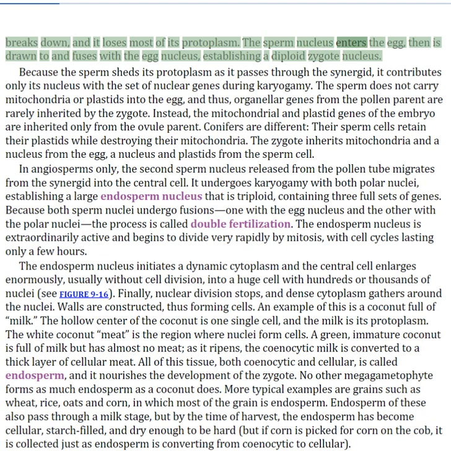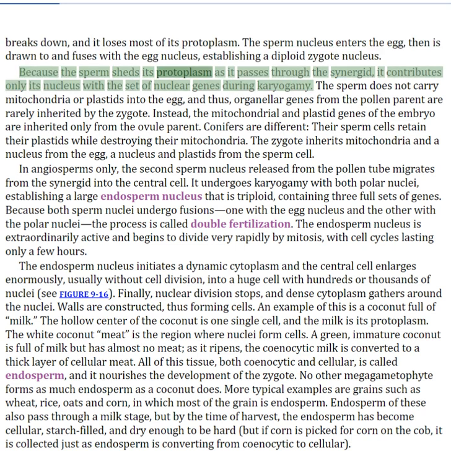The sperm nucleus enters the egg, then is drawn to and fuses with the egg nucleus, establishing a diploid zygote nucleus. Because the sperm sheds its protoplasm as it passes through the synergid, it contributes only its nucleus with the set of nuclear genes during karyogamy.